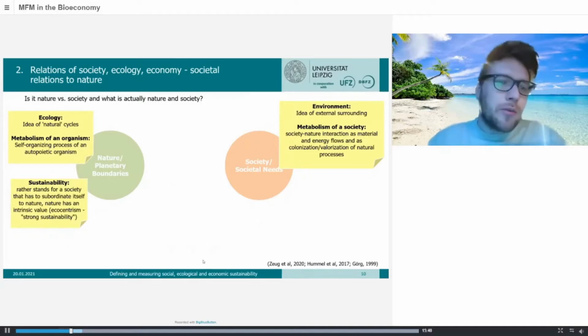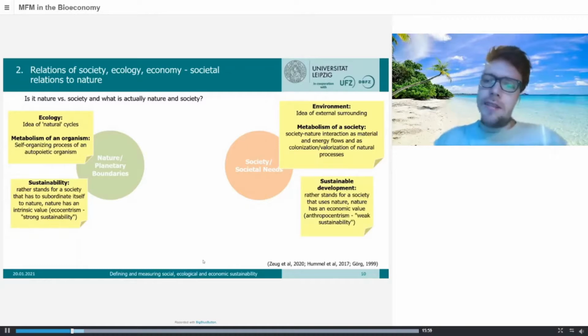And there are also two terms of sustainability. The one term is sustainability as society having to subordinate itself under something we call nature, and that nature has an intrinsic value. This concept is oftentimes called ecocentrism or strong sustainability. And there's also the term sustainable development, which represents a society that uses nature. So we are valuing or using nature for the economic value it has to us. This concept is often called anthropocentrism or weak sustainability.